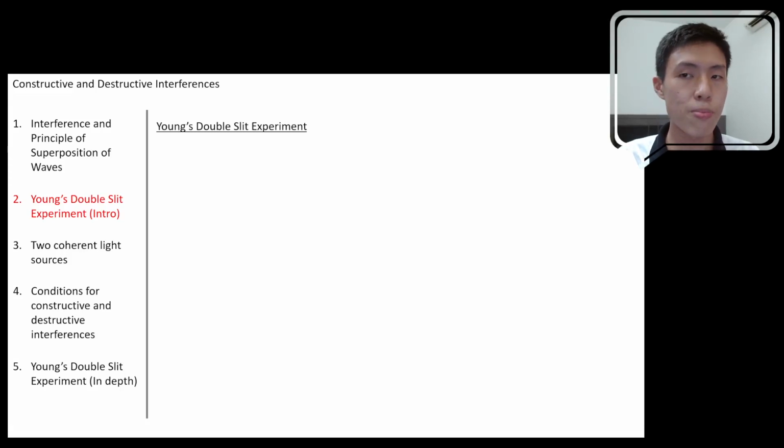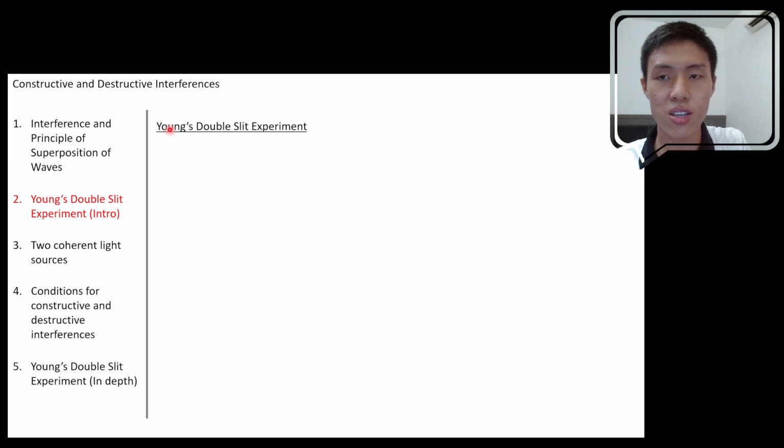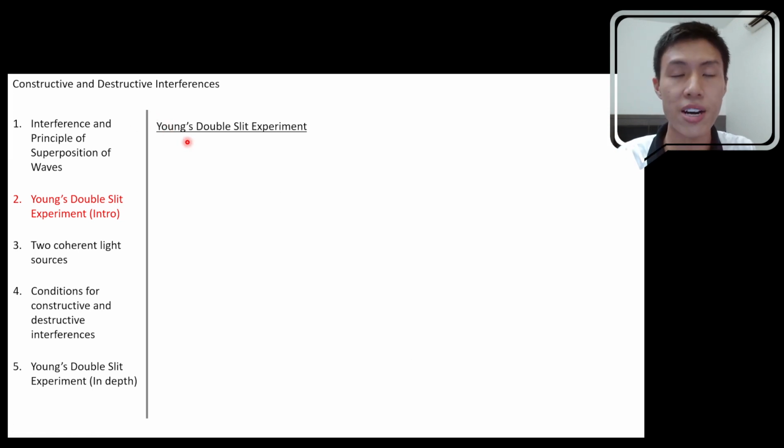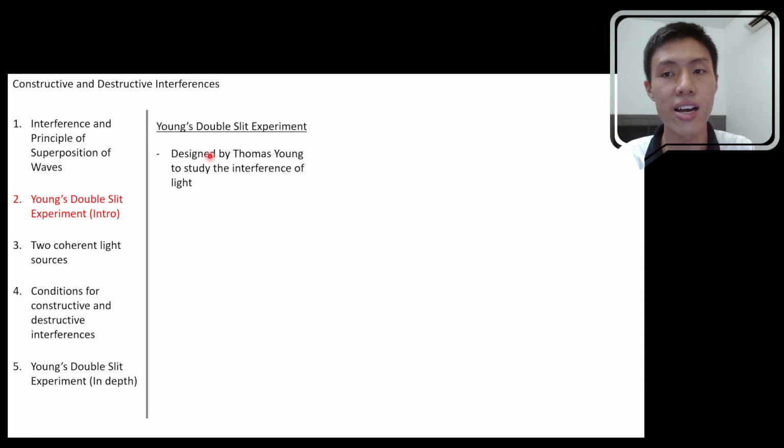Now we're going to talk about Young's double slit experiment, which is a classic experiment that we use to study the light transmitted through a double slit. The word Young's actually refers to the person who devised this experiment, Thomas Young. It was designed by Thomas Young to study the interference of two light waves, basically.